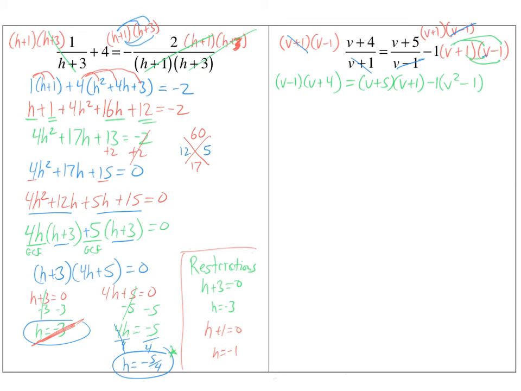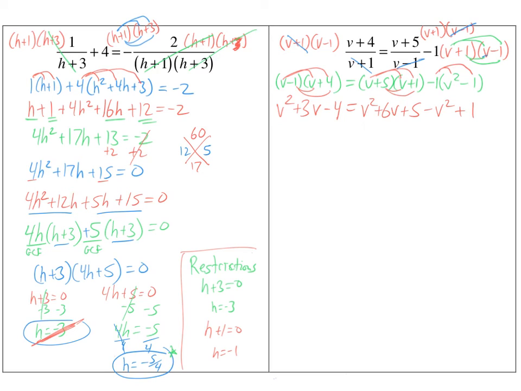So here we go. I'm going to FOIL this, and I get v squared plus 3v minus 4. I'm going to FOIL this, or multiply it, and I would get v squared plus 6v plus 5. And here I'm just going to distribute the negative. Got negative v squared plus 1. All of that from this big mess of green.